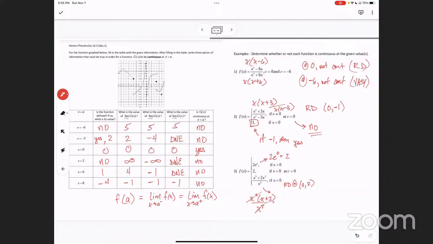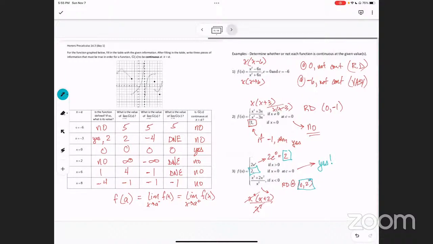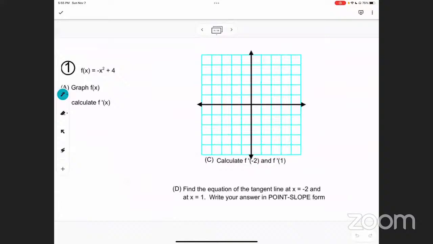So is this continuous at c equals 0? Yes, it is, because this and this and this are all saying that it would be what you would expect it to be. So the answer is yes. Okay, that makes sense. Yes, that makes sense. All right.